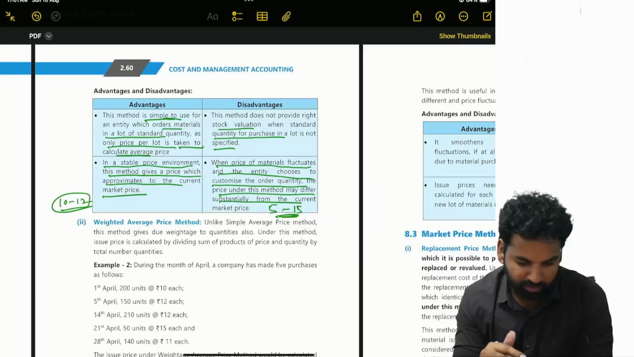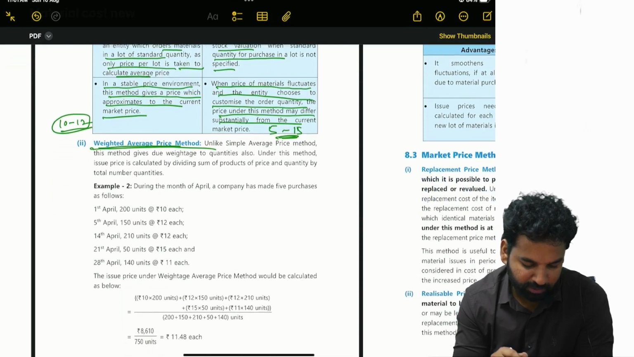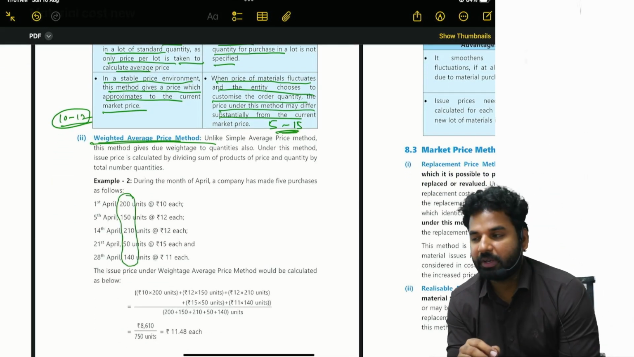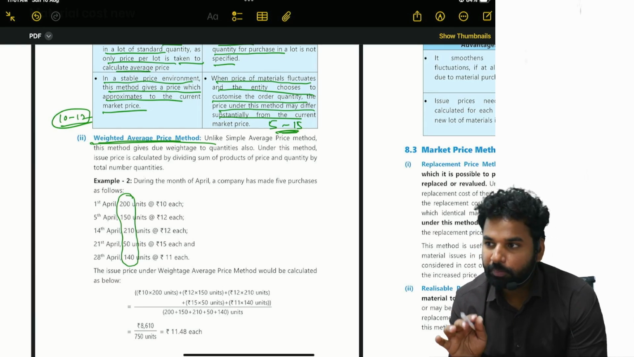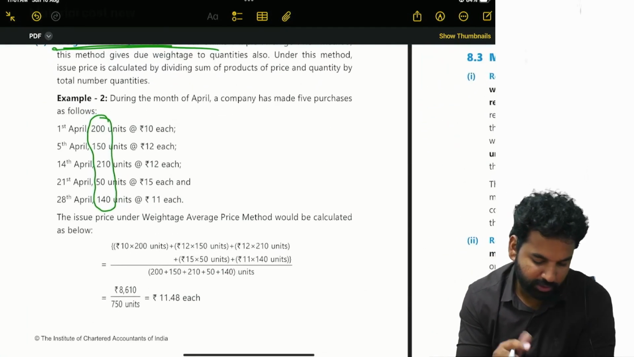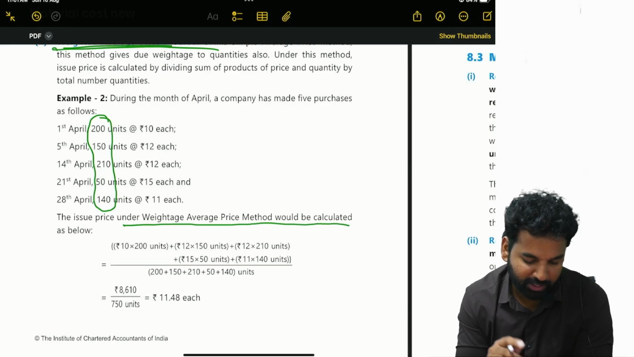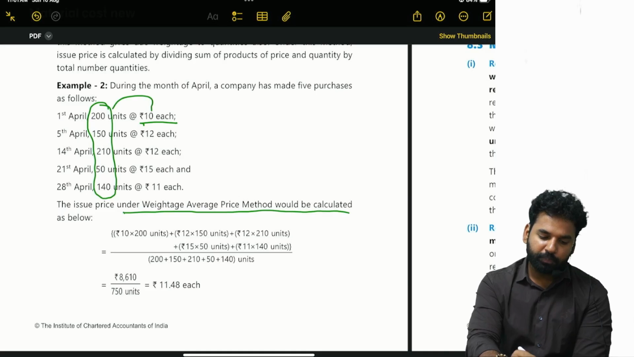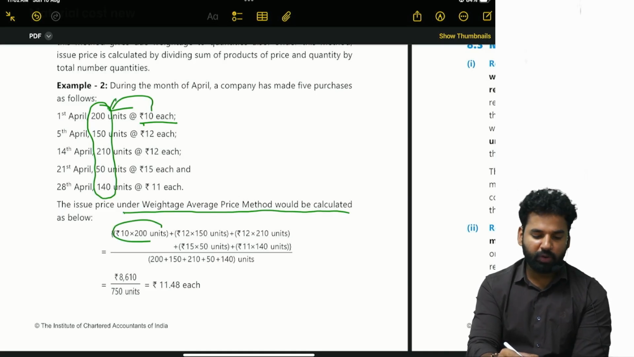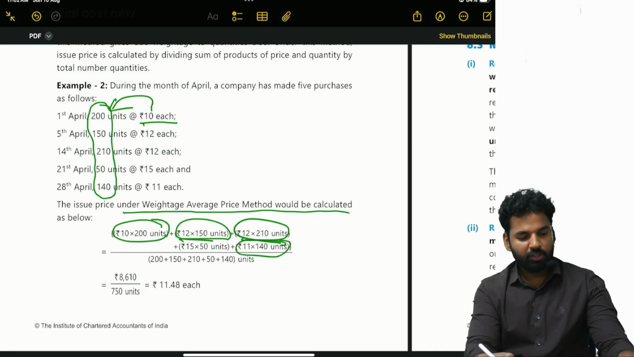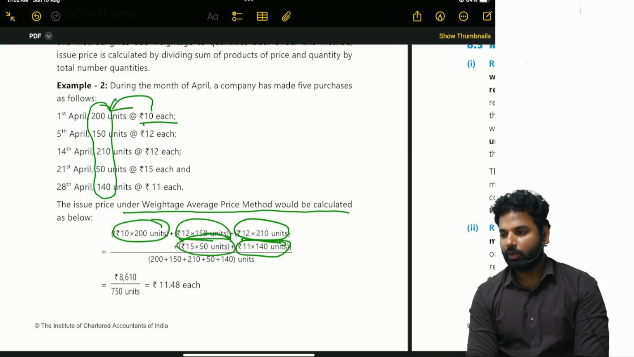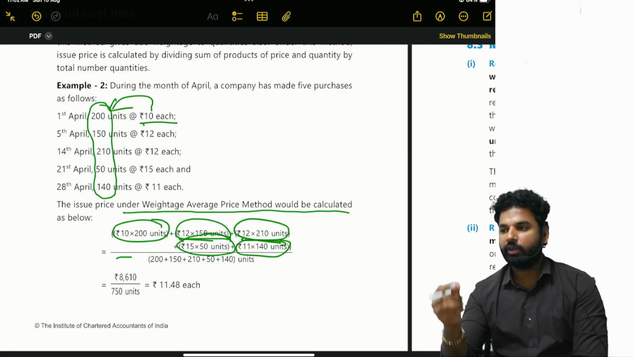Right. So now comes the weighted average method. The weighted average method of valuation of inventory also takes the number of units purchased in a particular lot into account, and then the price is arrived at. The issue price under the weighted average price method is calculated using this formula: price into quantity, plus price into quantity, plus price into quantity, and so on for all the 5 lots, divided by total quantity. You need to take out the price.